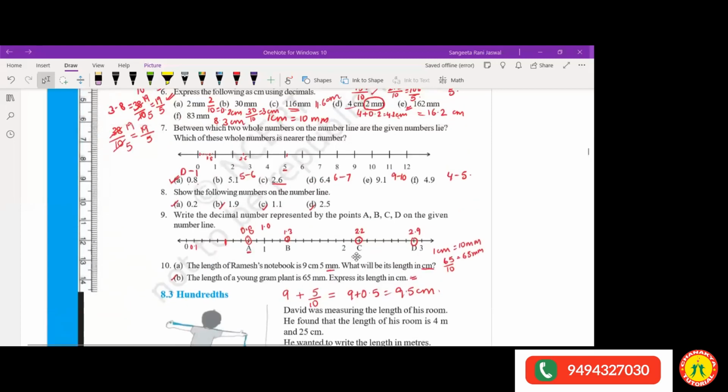Ma'am, can I say the answer? Yes. It's 6.5. Good. Yes, 6.5. So last year, when you convert millimeter to centimeter, you divide by 10. Okay.